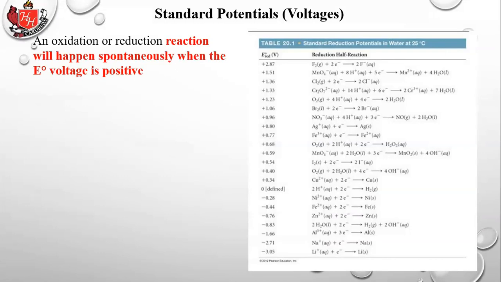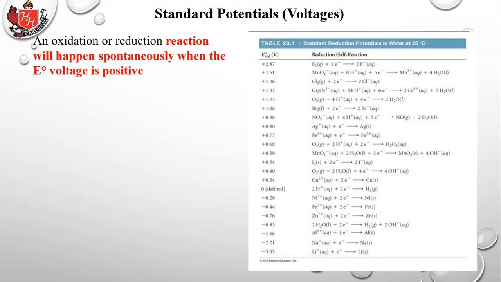An oxidation or reduction reaction will happen spontaneously when the standard reduction potential is positive. So the ones up above hydrogen, which are all positive numbers, will spontaneously be reduced. They will take in electrons from hydrogen. The ones down at the bottom will not spontaneously reduce hydrogen. They will not spontaneously take in electrons.